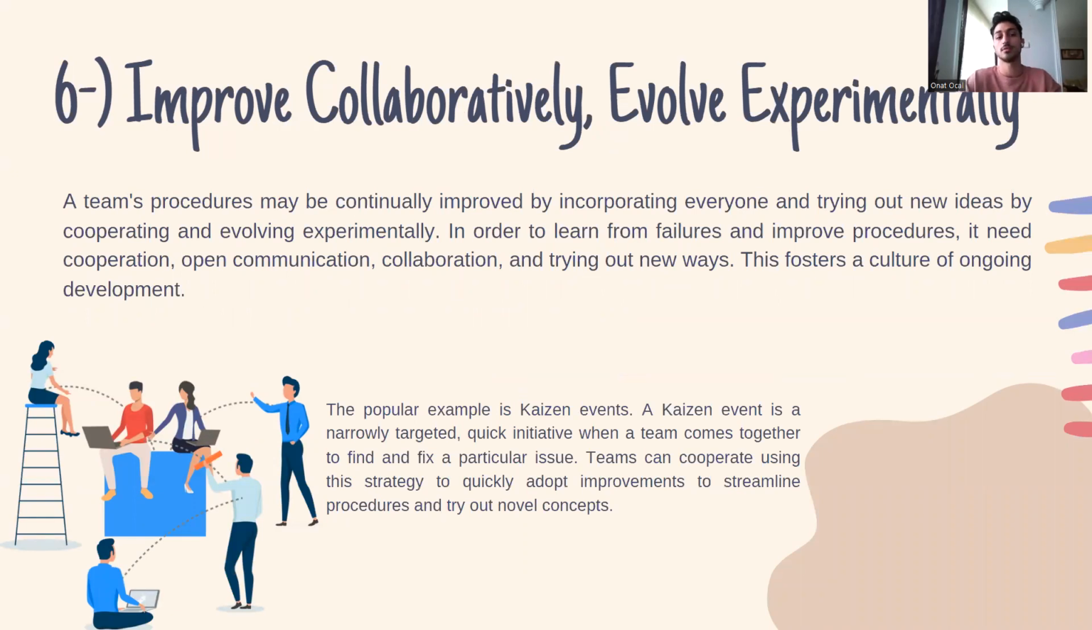The last practice is improve collaboratively and evolve experimentally. This practice aims to incorporate every employee in the team for trying out new ideas and learning from failures. For this practice, it needs cooperation, open communication, and trying out new ways. The well-known example is the Kaizen event.